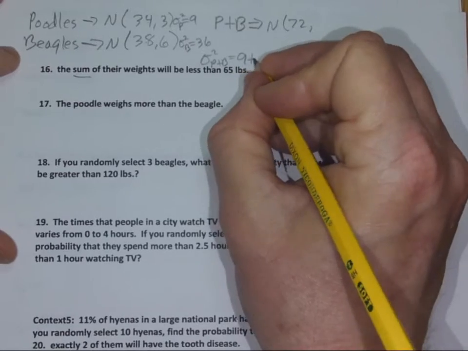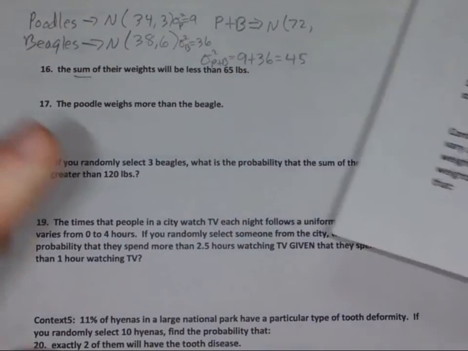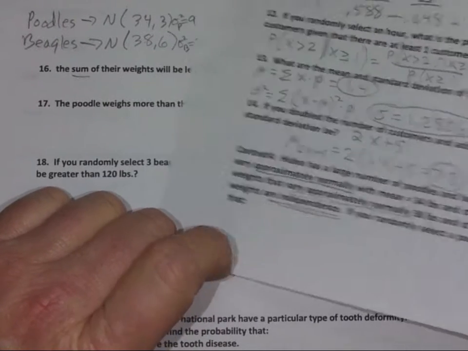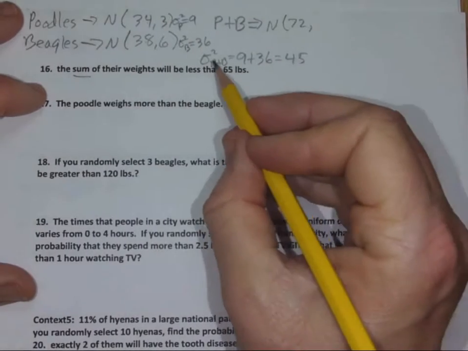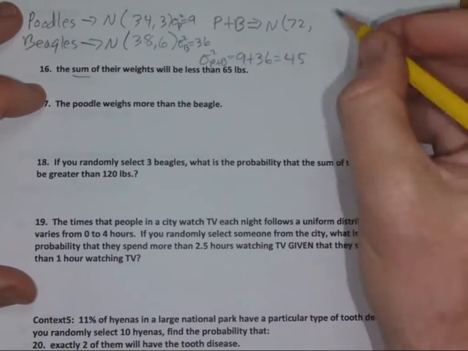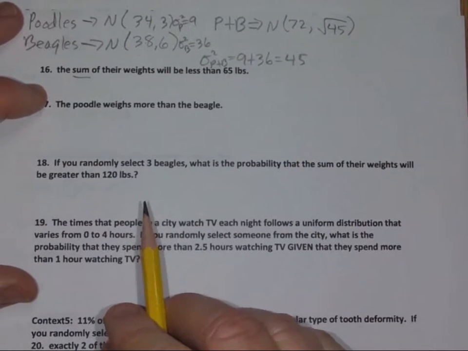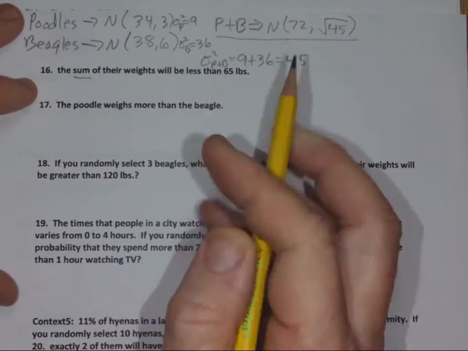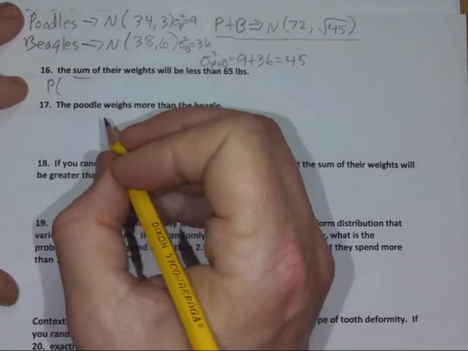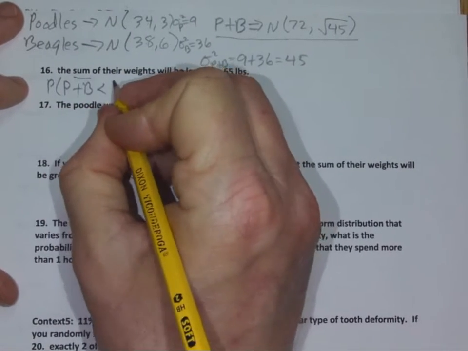And you can do this only if the variables are independent, and it clearly said they're independent. If they weren't independent, it's a more complicated formula, which is not in the AP Stats curriculum. But we add the variances, so the variance of this is 45. Therefore, the square root of that is the standard deviation. So that is our new curve, the sum. And so what's the probability the sum would be less than 65? What's the probability that poodles plus beagles will be less than 65?